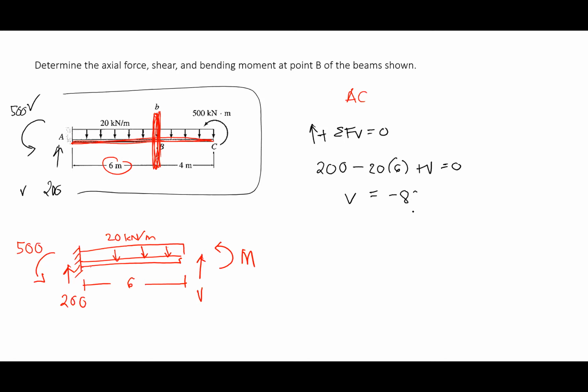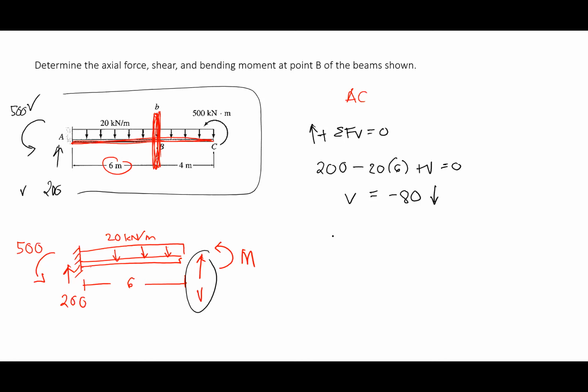Ibig sabihin, anong ibig sabihin ng negative? Ibig sabihin, downward yung shear force natin. Kasi ito upward to, no? Now, since negative, ang ibig sabihin niya lang naman is mali yung assumption mo. So, yung shear natin is downward.